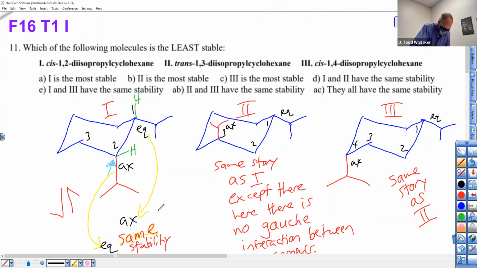The wording is terrible in this question too. Which of the following molecules is the least stable? 1 is the most stable. What? These answers aren't even right. This is awful. Blame COVID. Just straight up, blame COVID.